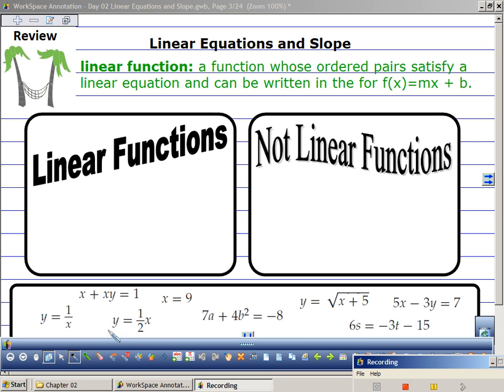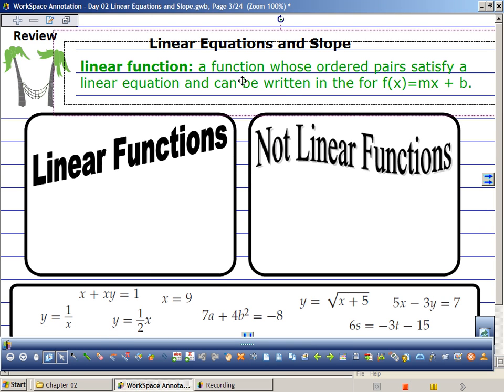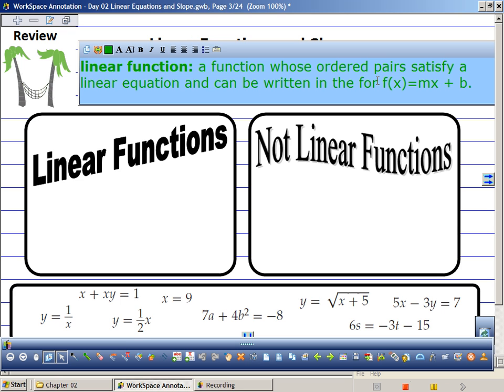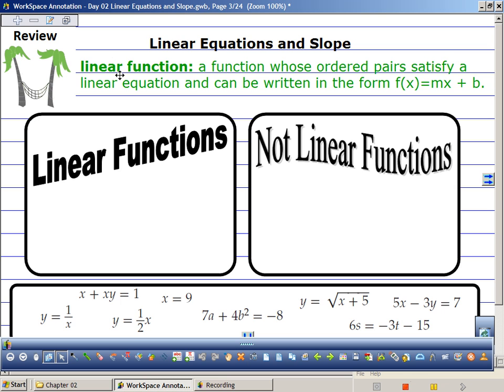Okay, so linear equations and slope. I've got to change a typo here. Sorry about that. Okay, so linear function.